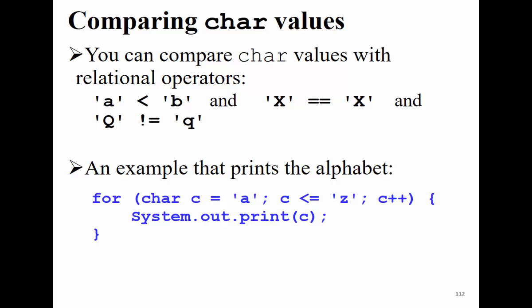Now, we can do for loops as we do it with an integer type. We can have a char C is equal to A, semicolon, C less than Z small, C++, and in this case we're printing all the alphabetic from A to Z small.